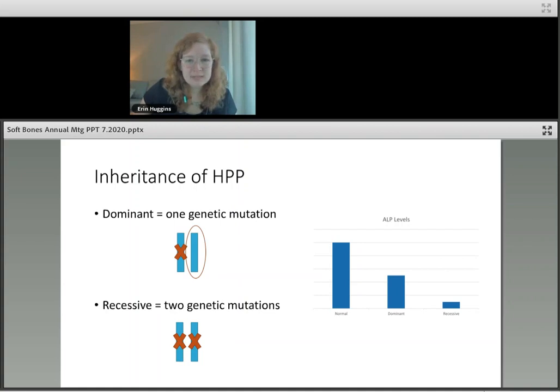So I put this little graph on the side here, and again, it's kind of hard to read, so I'm sorry, but on the far left, I've imagined if you've got two normal copies, your ALP level will be normal.